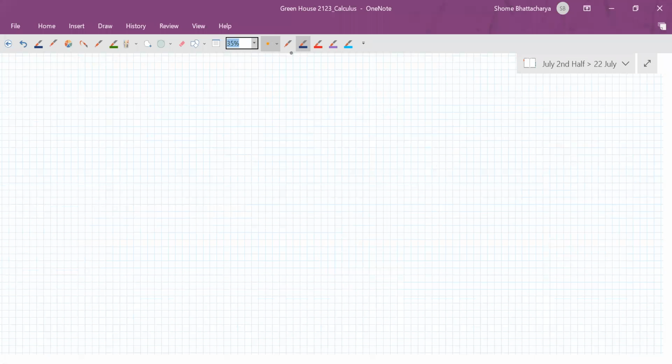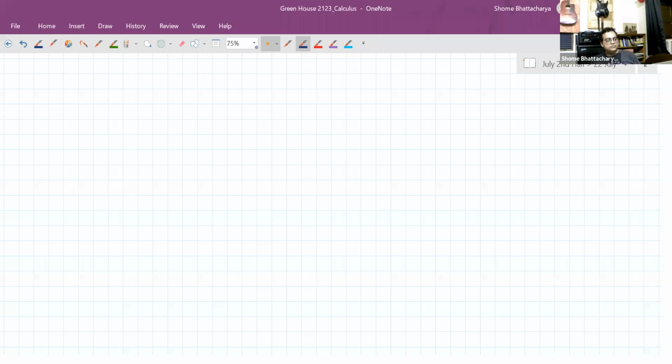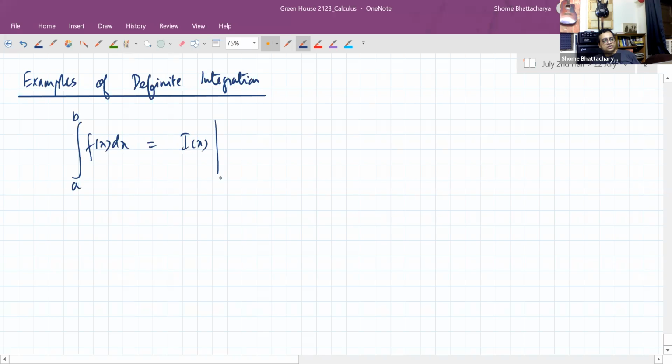Okay. Now we'll do some examples of definite integration to wind up integration today. We have discussed last time how to do a definite integration. First of all, a definite integration has two values here, which are called the limits. To calculate the value of the definite integration, we first solve the antiderivative, and on that antiderivative, we put the limits. So the value becomes antiderivative at upper limit minus antiderivative at lower limit.